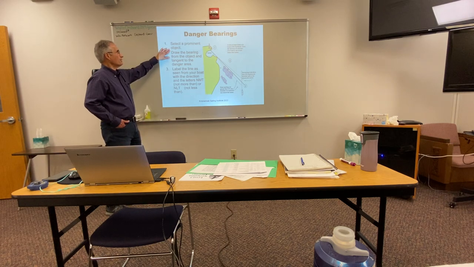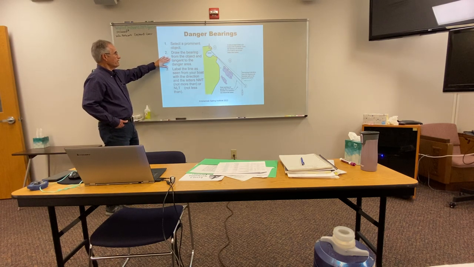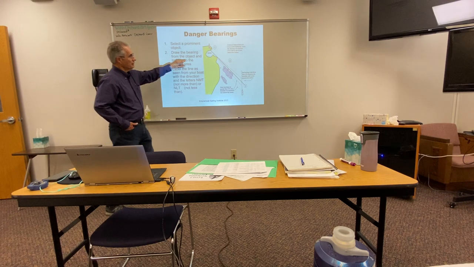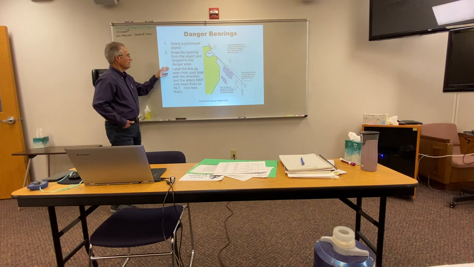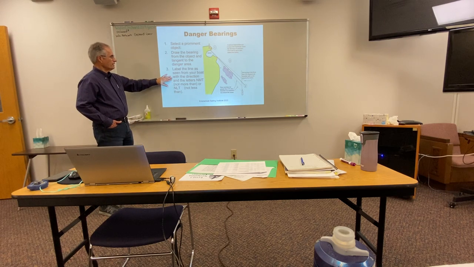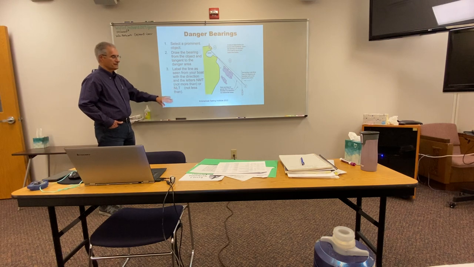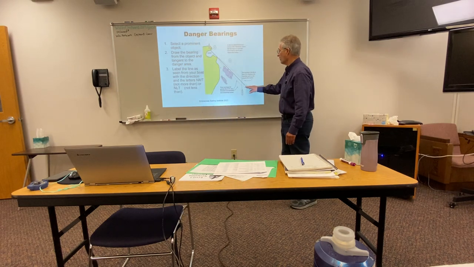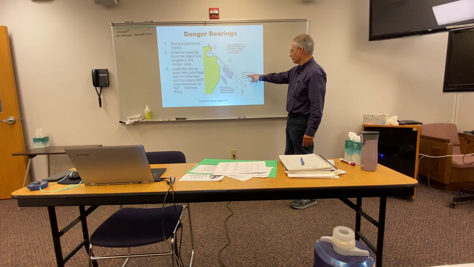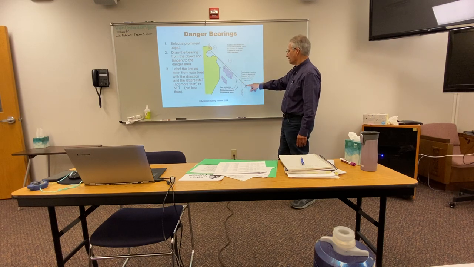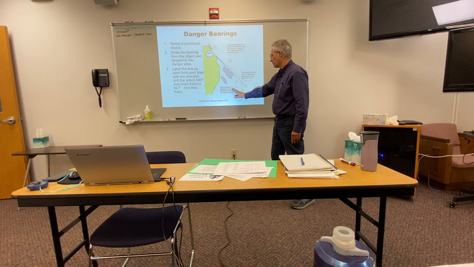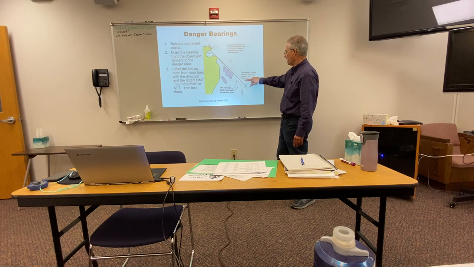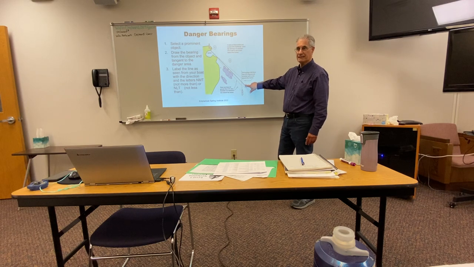First, we select an object, like the lighthouse. You draw a bearing from that object tangent to the danger. That's here. And then you label it to say either not more than or not less than. In this case, the bearing is 318. So that's the bearing there, and it says it's unsafe if you're down here. These two are unsafe, and it's safe if you're up here. So you don't want to be more than 318.